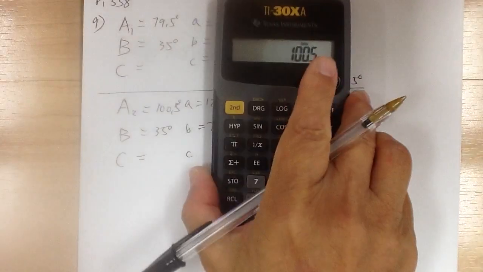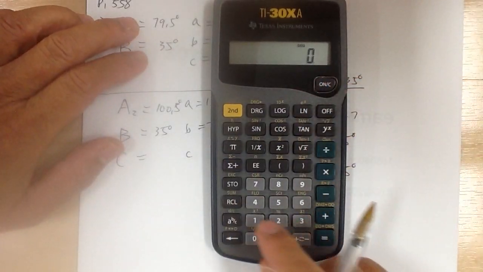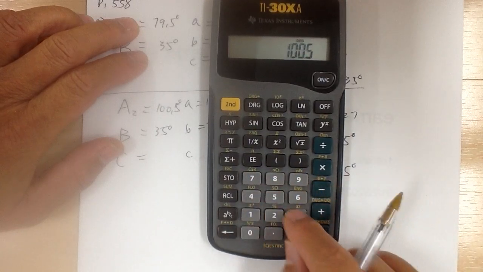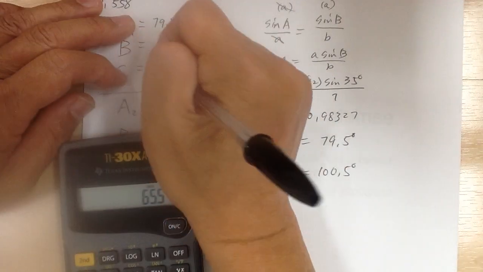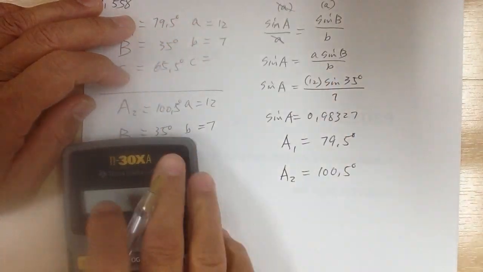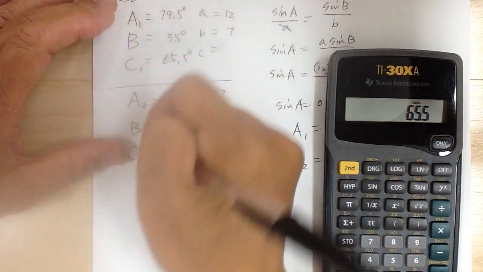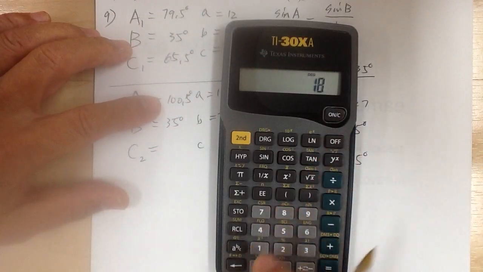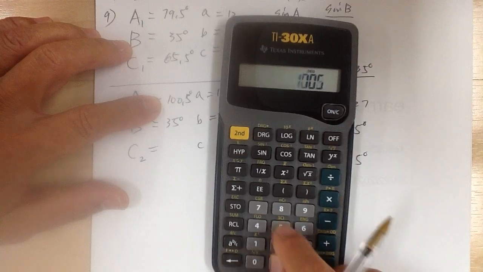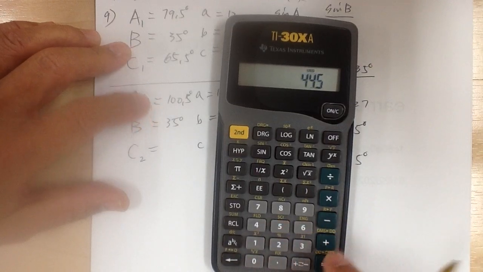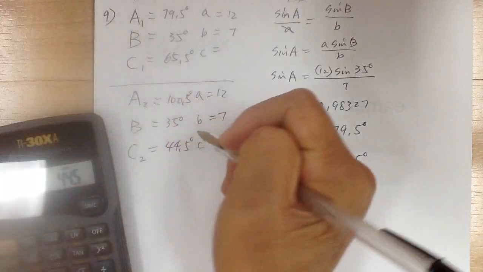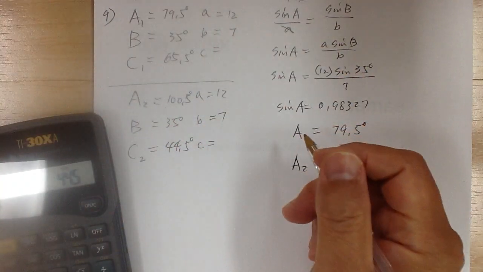Now you can go and find C. Use 180 minus 79.5 minus 35, which gives you 65.5 degrees. That's your C1. And this would be your C2: 180 minus 100.5 minus 35 equals 44.5 degrees. So this one is going to have two cases.